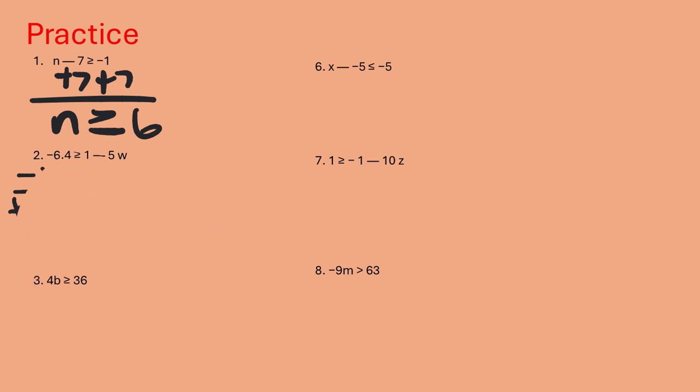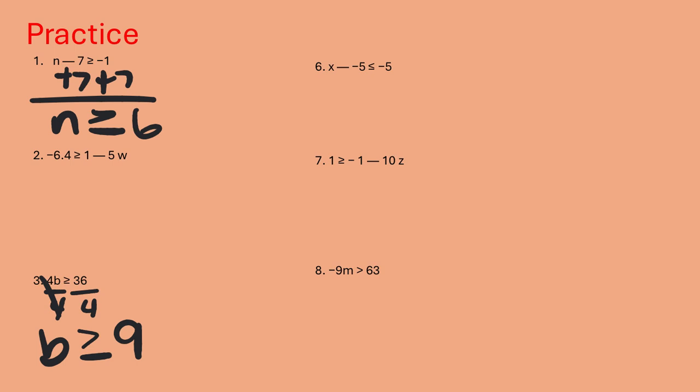Let's go on to number 3. What do we have in number 3? 4b is greater than or equal to 36. What do I do here? Divide by 4. So I'm left with b is greater than or equal to 9. Do I have to reverse my inequality? Because I divided by what? A positive number.